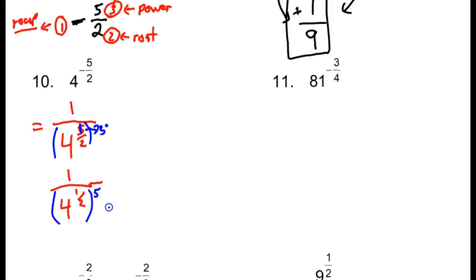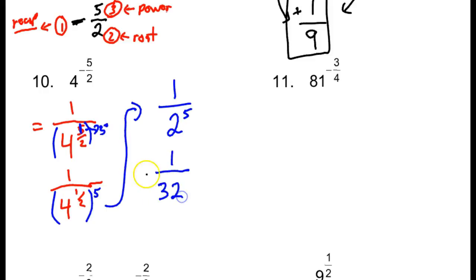So now we know 4 to the 1/2 equals the square root of 4, which is 2. The last step is to do whatever that power is. In this case, raise it to the fifth power. 2 to the fifth power equals 2 times 2 times 2 times 2 times 2, and you get 32. So you see your answer is positive 1 over 32.